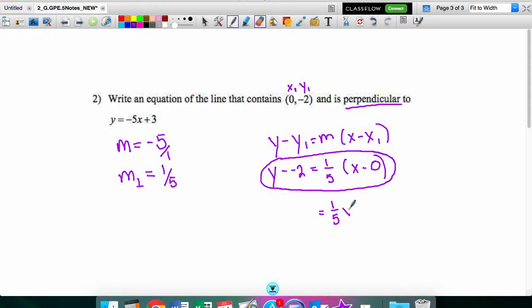1/5 times x is going to be 1/5 x. 1/5 times 0 is just still 0. You can write plus 0 or you could just leave it empty. On the left-hand side, before I try to get rid of the -2, I'm going to rewrite this just as a +2 because it's easier to deal with a positive than a double negative. And we have to get rid of that 2, so it's positive now, so we'll go ahead and subtract it. This would give us an equation of y equals 1/5 x minus 2.